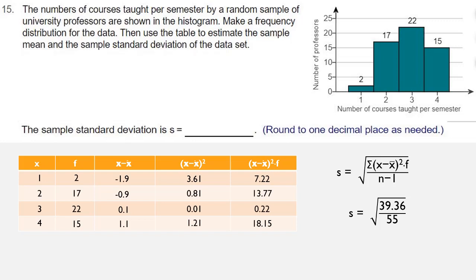How do we know that? Well, if we add all the values from our histogram, 2, 17, 22, and 15, then we get 56. That would be our sample size, but 56 minus 1 is where the 55 comes from. So then we plug this into our handy-dandy calculator, and we get 0.84595. Rounded to one decimal is 0.8. So that's our standard deviation, and that's your answer.